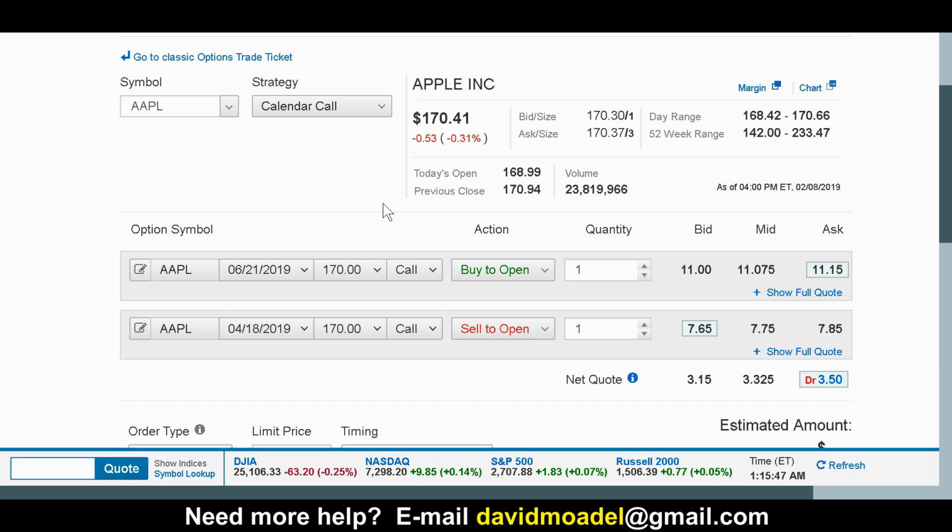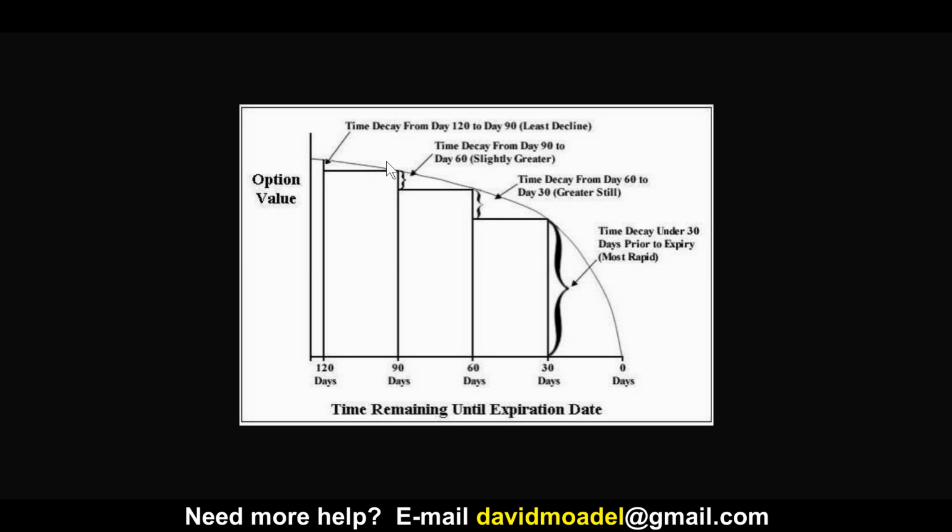It is an interesting idea. I do like the idea of reducing your cost basis, reducing your risk, or at least maybe not reducing your risk, but in a sense you are, because you're reducing your cost basis, your initial outlay of capital, so to speak. And I do like the idea of capturing the difference between this time decay and this time decay. But you can only capture that difference if all other things remain equal.